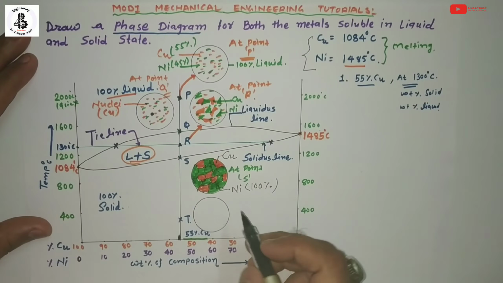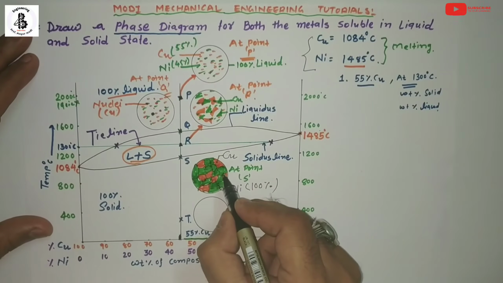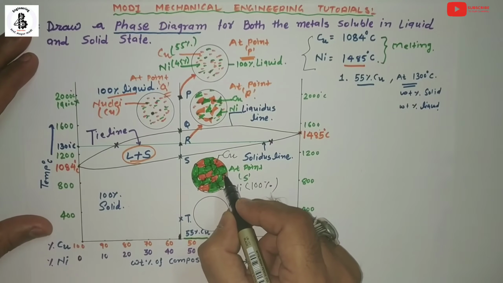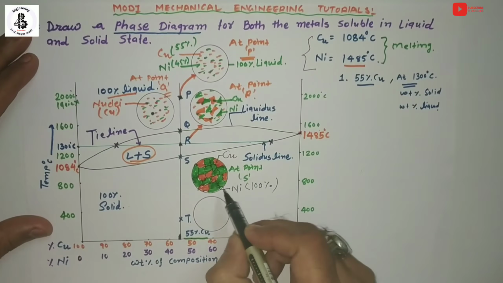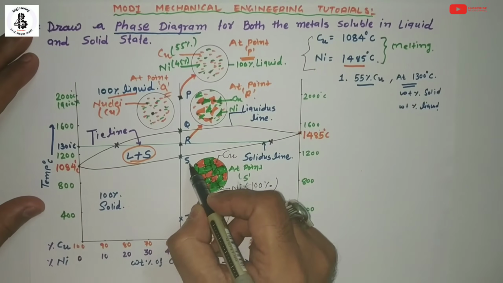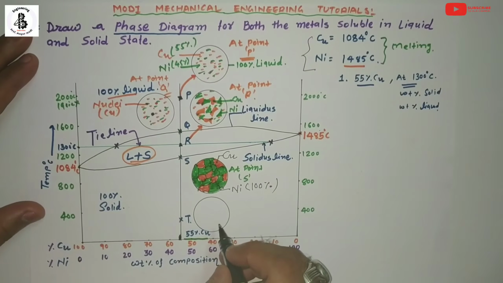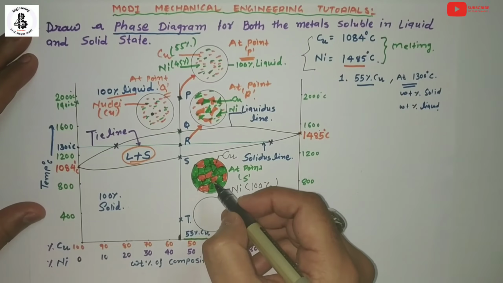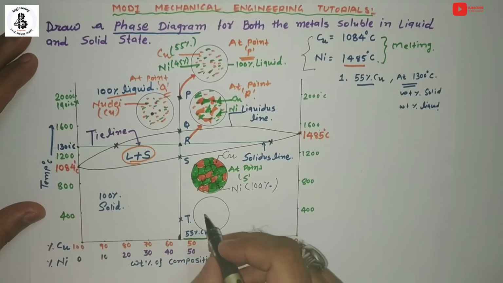So here the indication is that 55% copper is present in this microstructure, and 45% nickel is present. And after this point S, up to room temperature, or point T, you can see the rearrangement of the structure of the copper and nickel.